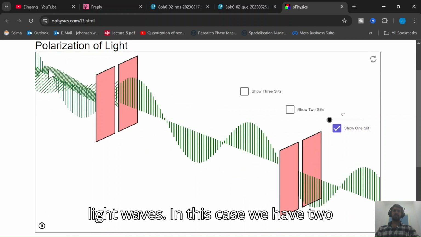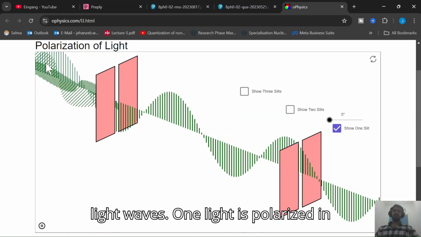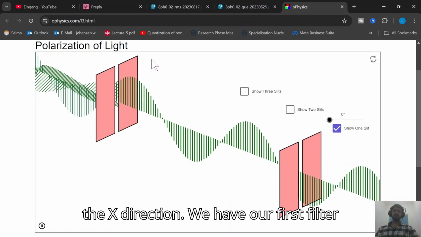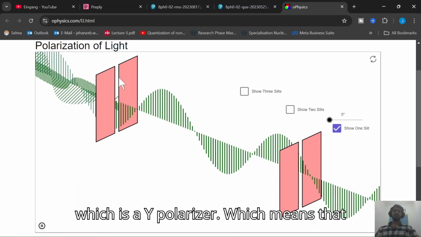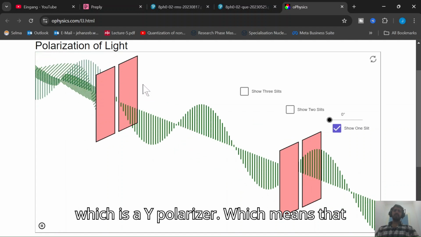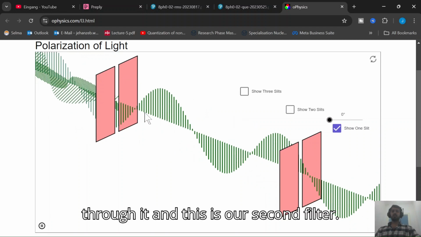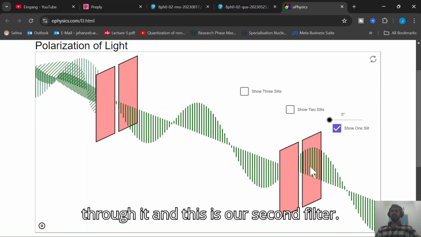In this case, we have two light waves. One light is polarized in the y direction, another is polarized in the x direction. We have our first filter, which is a Y polarizer, which means that it will only allow the light which is polarized in the Y direction to pass through it. And this is our second filter.